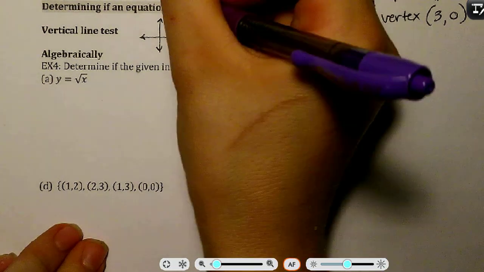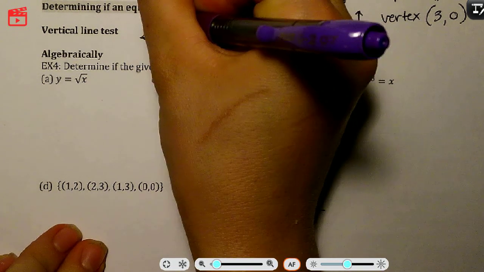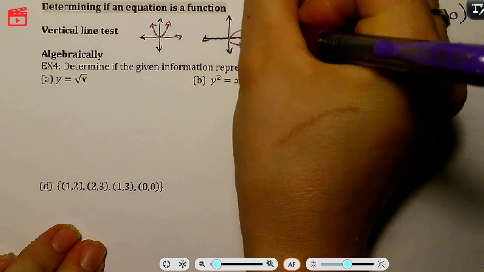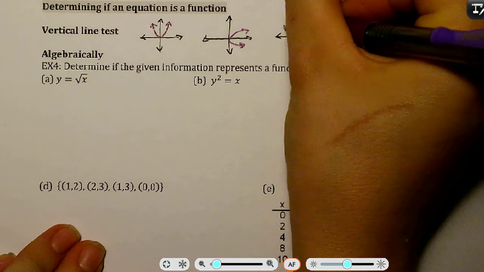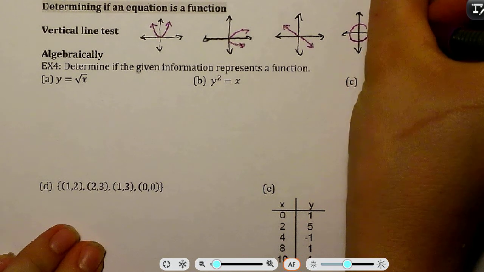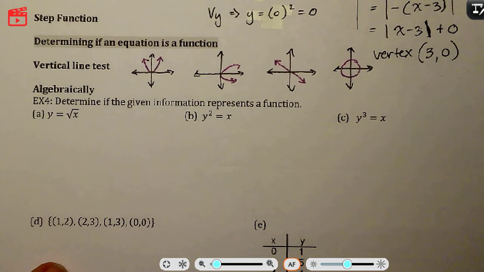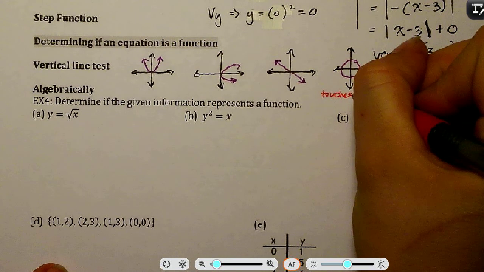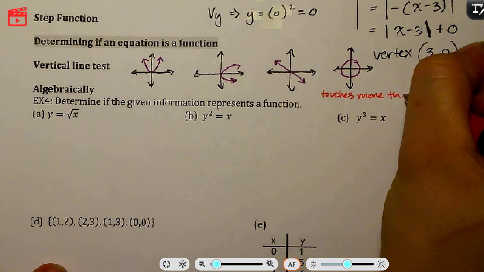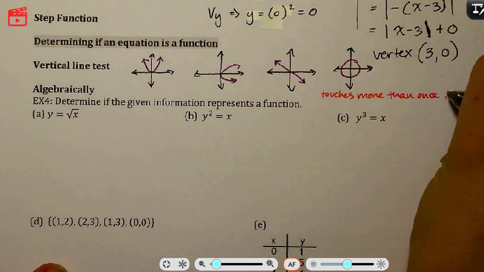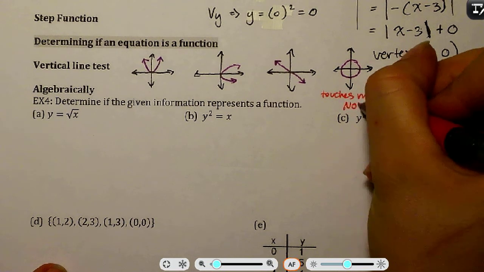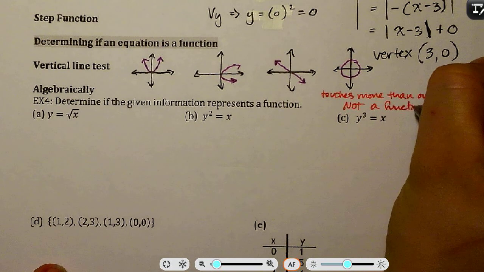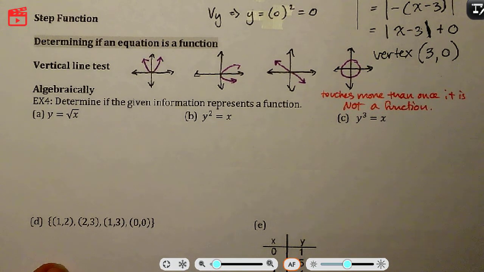All right, so let's see. We've got this one, this one, this one, and a circle. So the vertical line test, we're going to be dropping a vertical line, and if it touches my graph more than once, it is not a function. Okay, so hopefully this is a review, but if not, here's a good time to learn it.